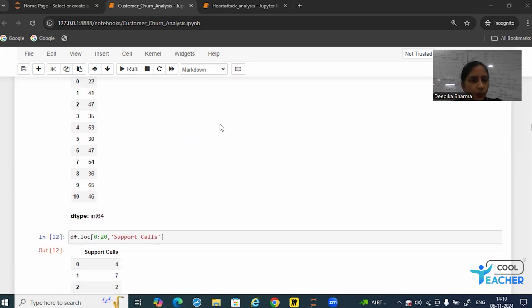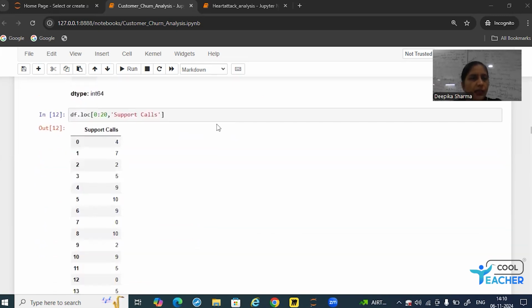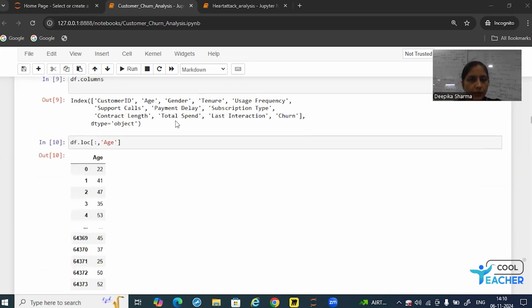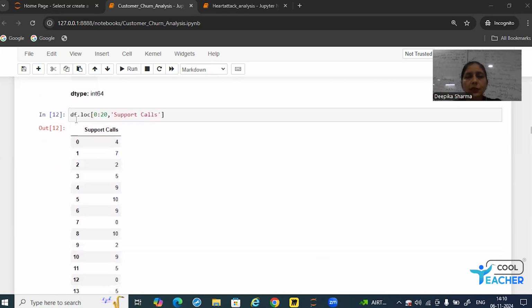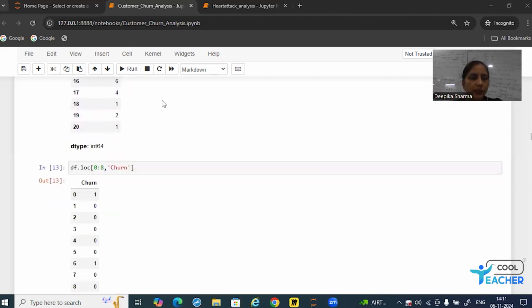If I want to see any other column, say 0 to 20 rows with the support calls column, as we see here, there is a support calls column. So here I want to see that. So here is the data frame loc function. The loc function is basically a location-based or label-based function. Here we can check 0 to 20 rows, and it is displaying them with the support calls column.